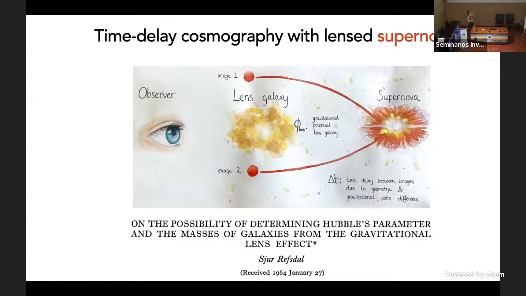Because this idea of measuring the Hubble constant with gravitational time delays was already proposed in the 60s by the Norwegian astrophysicist Sjur Refsdal. And when he proposed it, he actually envisioned to do it with lensed supernovae. And lensed supernovae have several differences and also some advantages over lensed quasars.